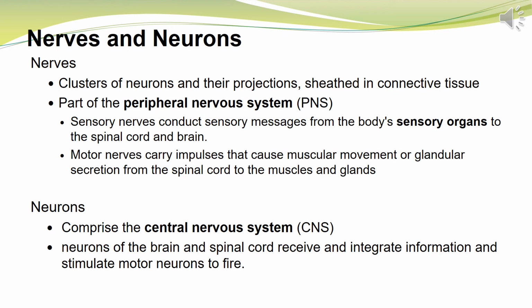And then neurons are what nerve cells are called in the central nervous system, which contains your brain and spinal cord. And the neurons here, or nerve cells here, receive and integrate, or interpret, information and then stimulate motor neurons to fire so that you can react to a specific stimulus.